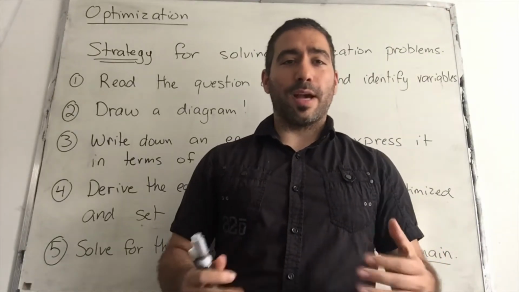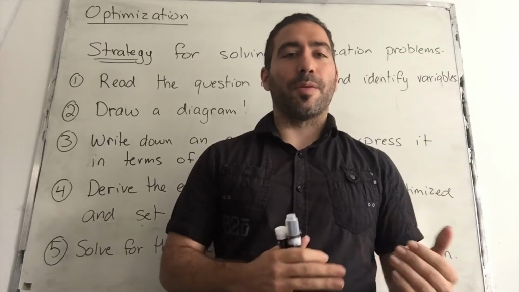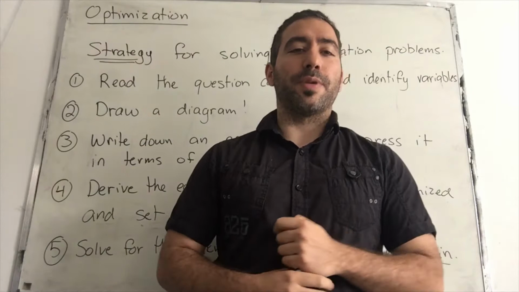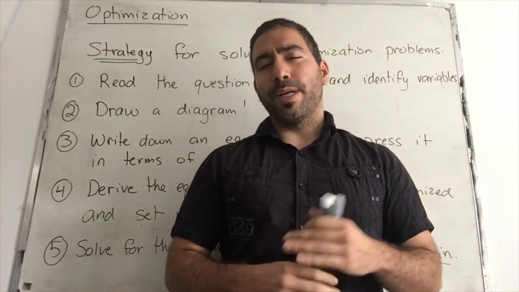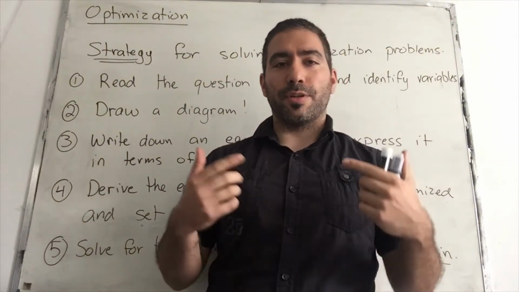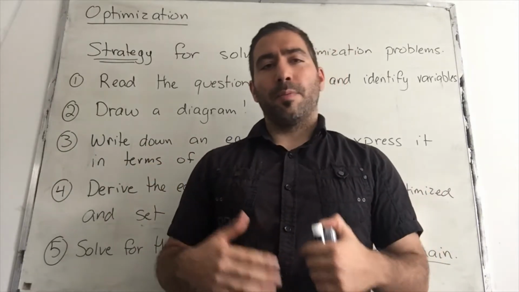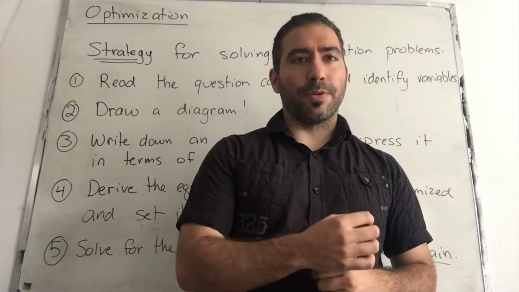So up until now we have the necessary tools required to solve optimization problems. Optimization problems closely resemble related rates problems. When you're solving related rates problems, you're coming up with an equation and you're taking the derivative with respect to time. But that equation could have multiple parameters. You could have x, y, and z.